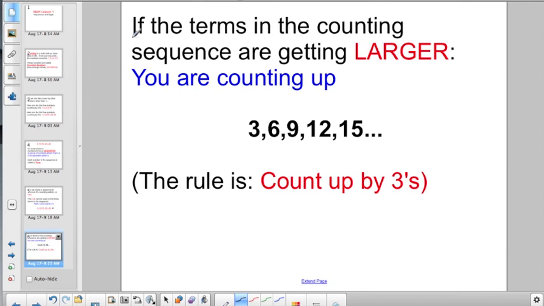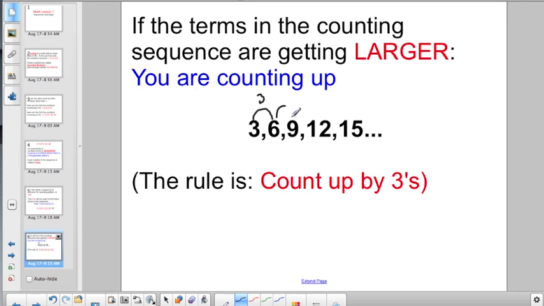A little secret right now that not every fifth grader I've met always knows going into the year, so I want to spell it out here. If the terms in the counting sequence are getting larger, you are counting up. 3, 6, 9, 12, 15. The numbers keep getting bigger, right? So you're counting up. And you have to figure out the rule. I'm counting up by how many? 3 plus what will give you 6? 3 plus 3, I bet, right? 3 plus 3 is 6.